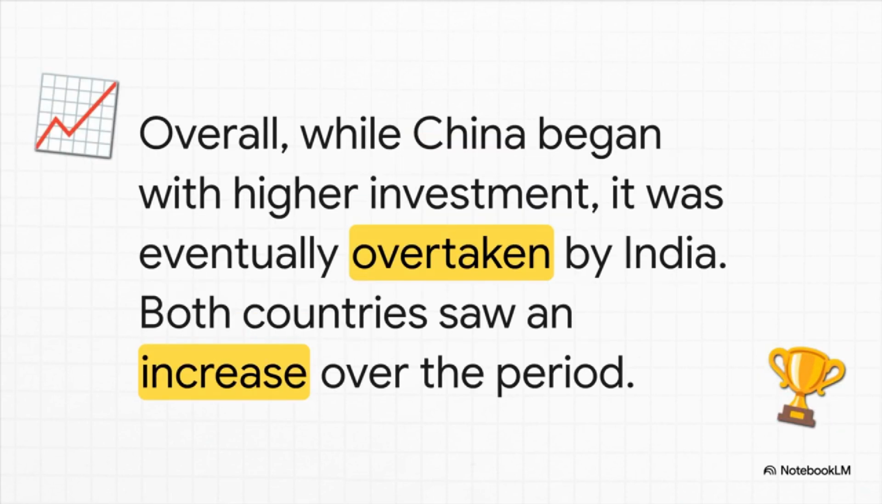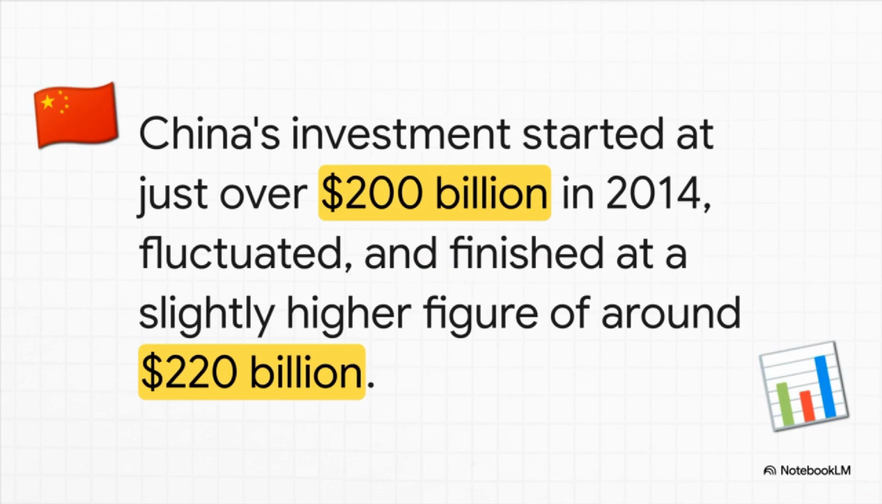Now for step 2, the most important paragraph, the overview. What were those headlines we spotted? Well, number 1. China started higher, but India eventually overtook it. And number 2, both of them saw an overall increase. See that? Those are the 2 big stories. And notice, no numbers. That's a perfect overview.